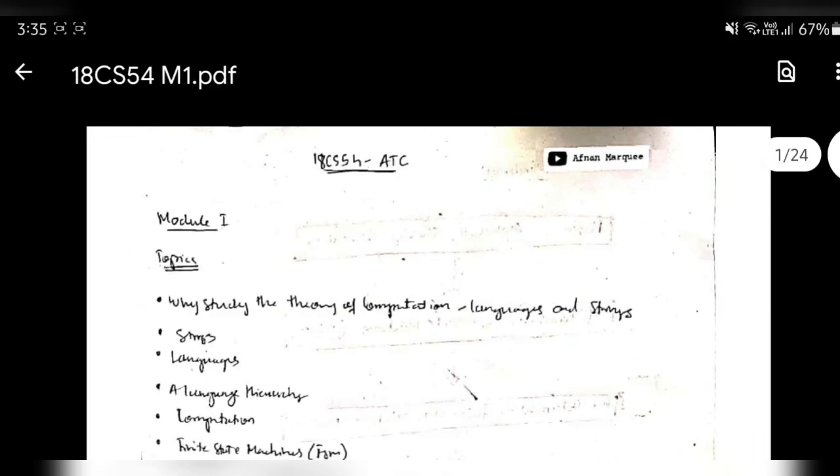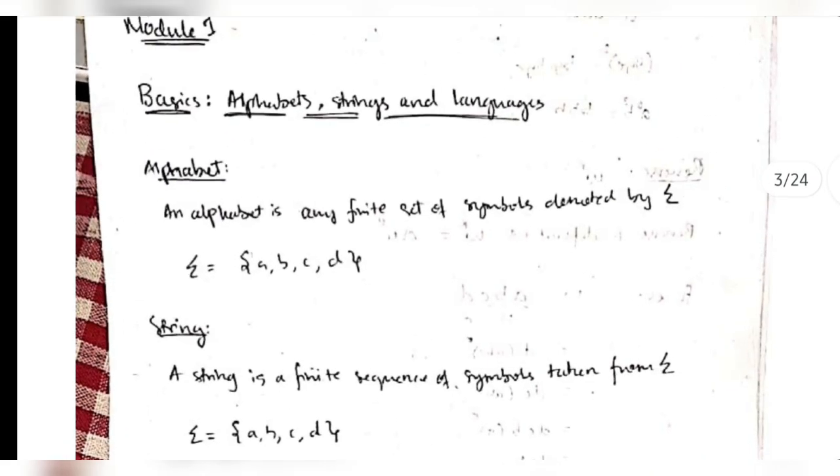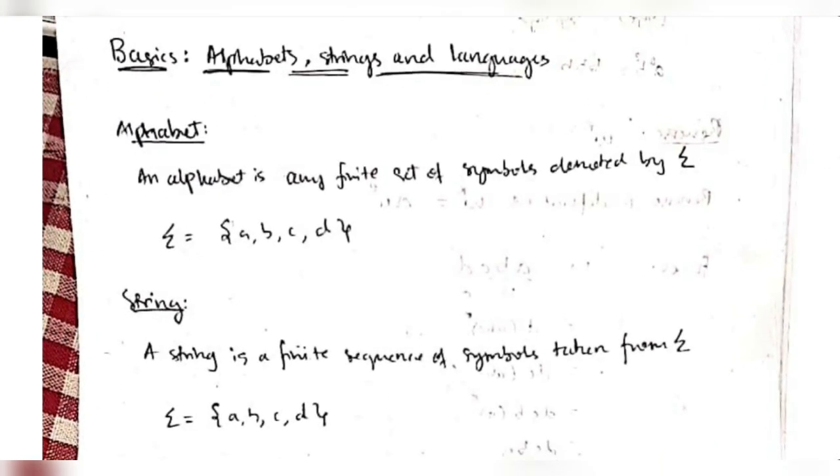So let's get started with the basics of Automata and Theory of Computation. The basics are mainly you need to know three things: alphabet, strings and languages, okay.